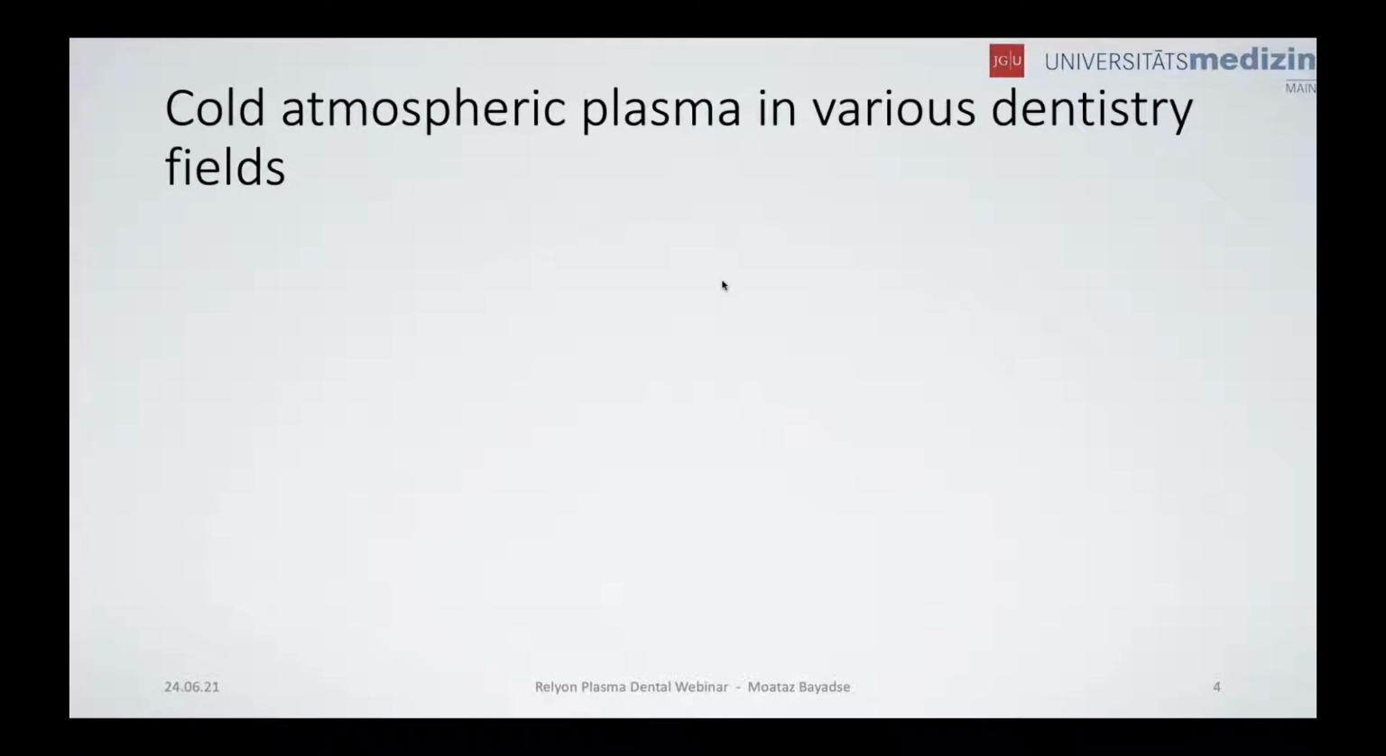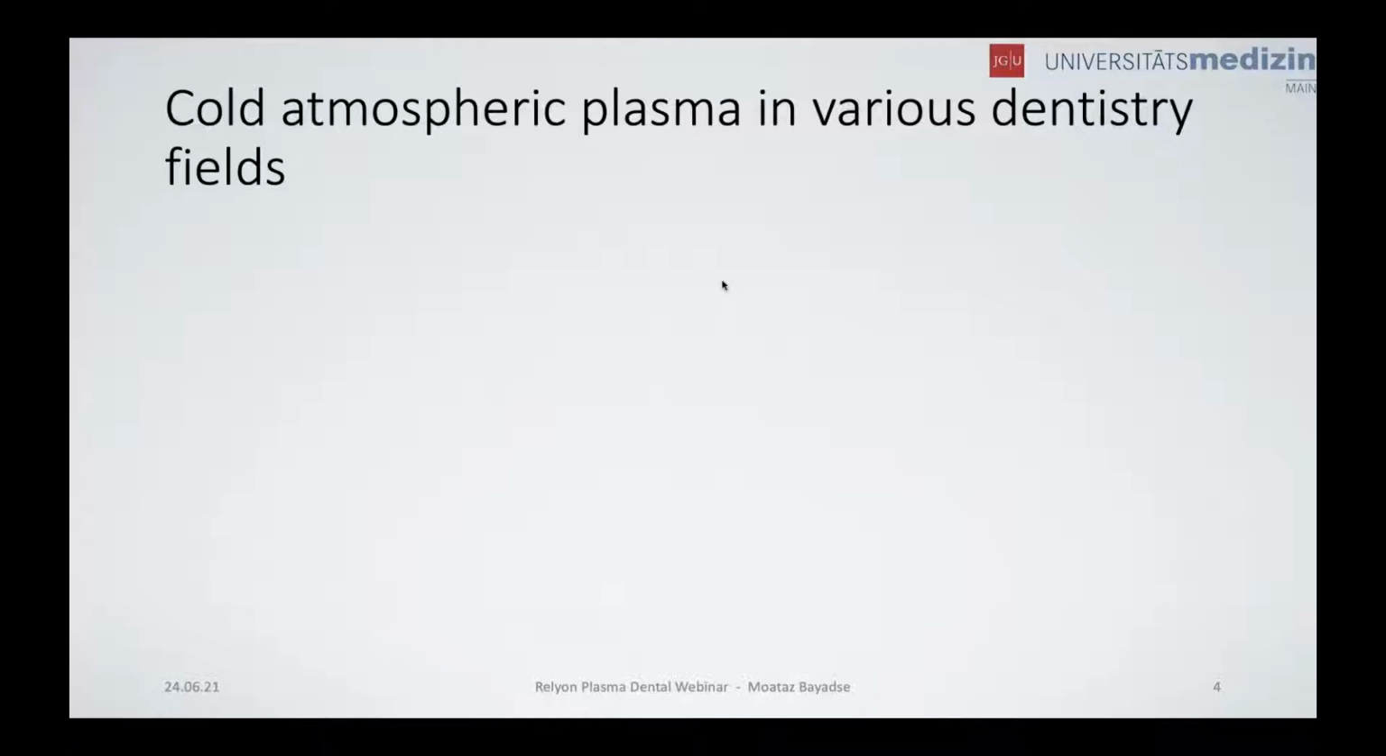And cold atmospheric plasma has aroused interest in many fields, probably because of its temperature and pressure. Those two factors make it possible to apply the generated plasma on surfaces without changing or damaging the bulk. And it can also be used on vital tissues.